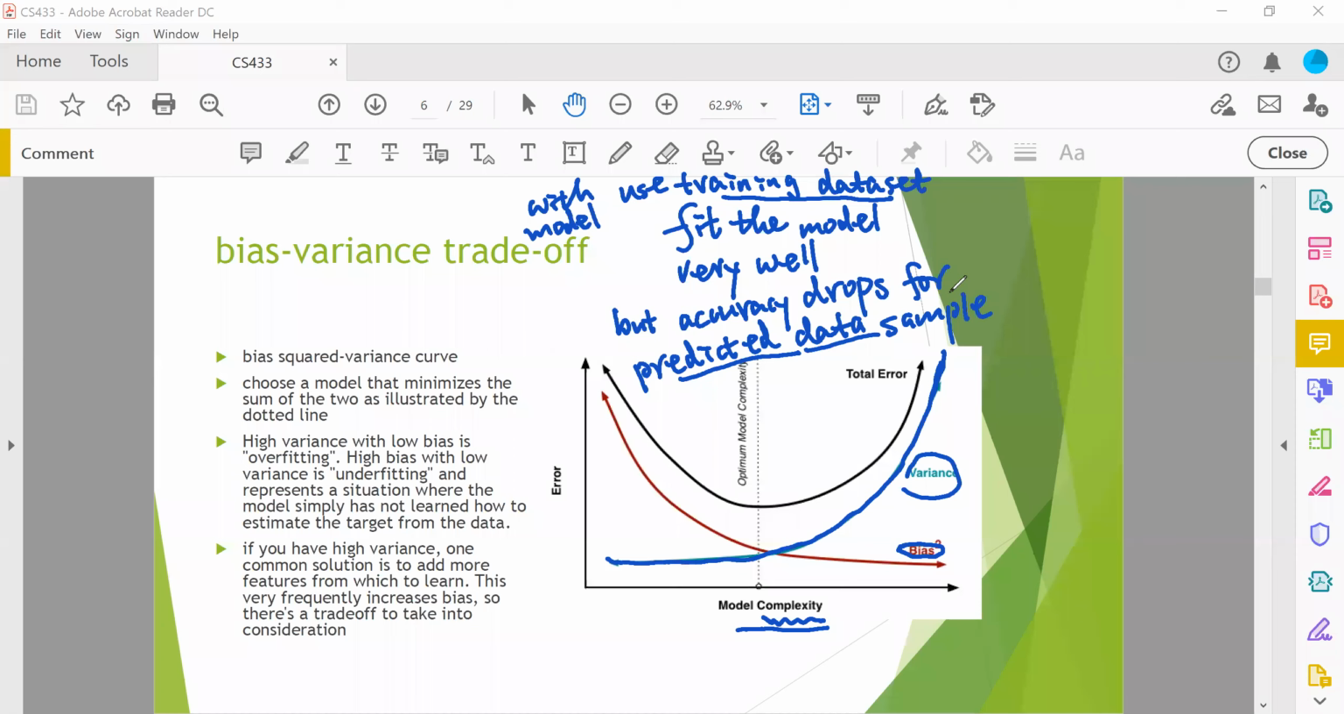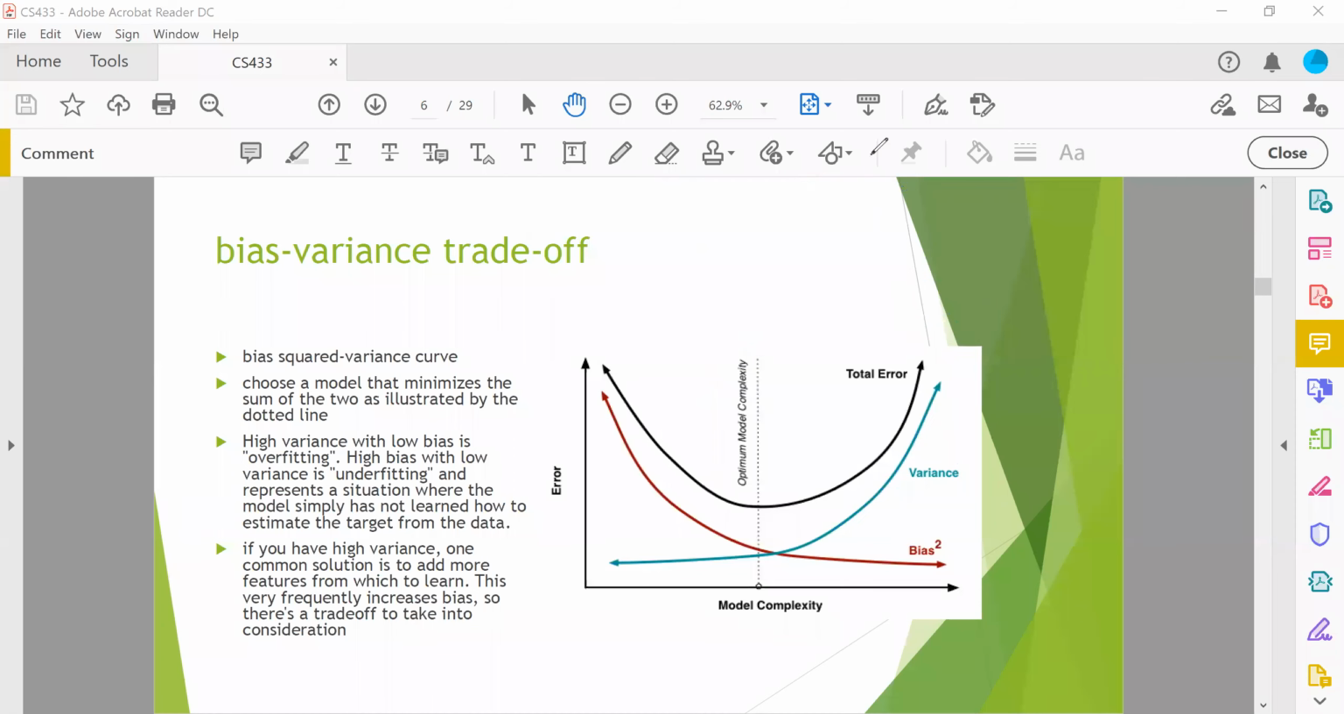So what's the best scenario then? What's our goal? The goal is you need to find the minimized error. We try to minimize the error. So you pick a model. So this is the model you picked.